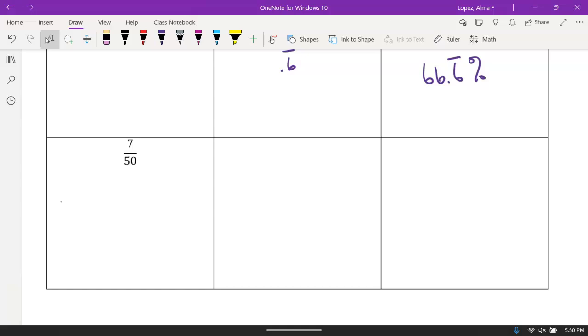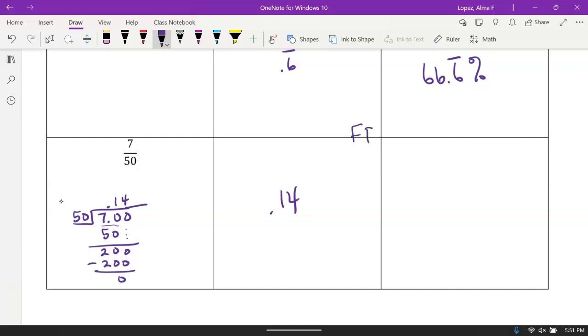For the 7 over 50, to come up with the decimal version of it, we're going to do 50 divided into 7. I need some numbers, so I'm going to go ahead and bring a couple more on there. 50 doesn't go into 7, but it does go into 70 one time. I'm going to subtract and bring down the rest of the number. 50 goes into 20 4 times. And evenly. So my decimal version is 14.